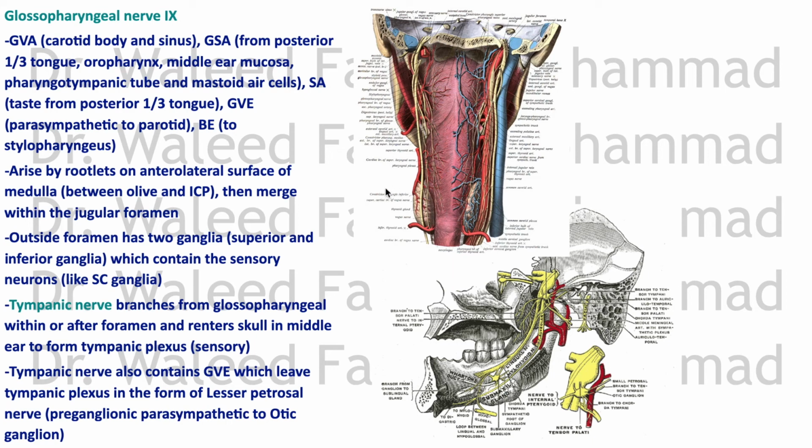Those are sensory fibers that represent the GSA that the glossopharyngeal carries through the tympanic branch, and the tympanic branch also carries the fibers that will give rise to the lesser petrosal, which are the preganglionic parasympathetic to the parotid gland. Okay, a good review of the nerve.